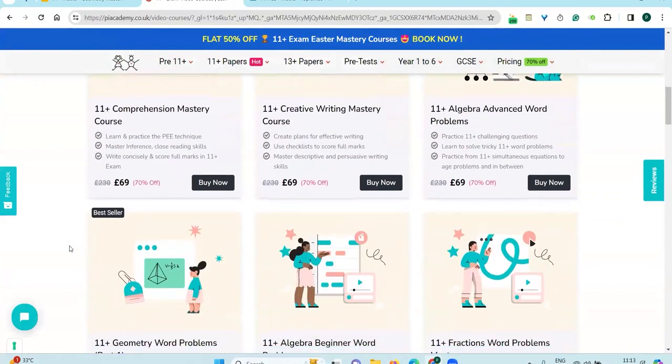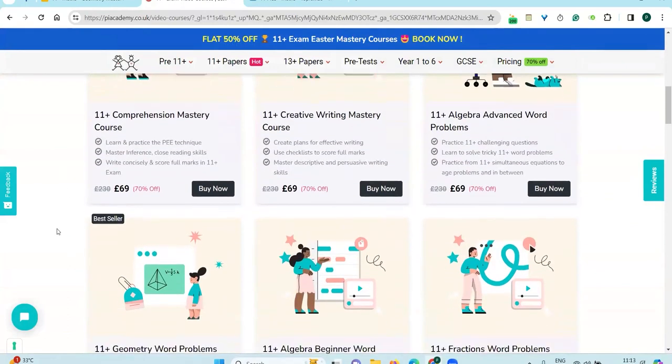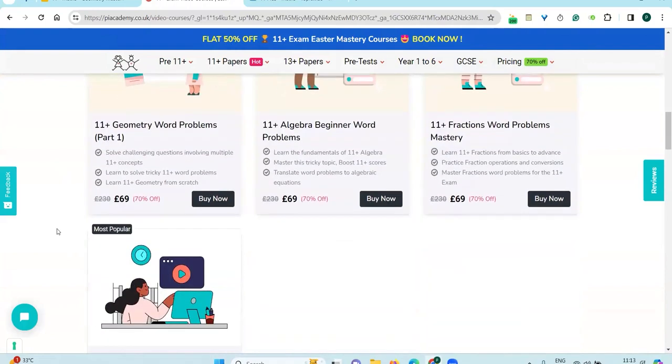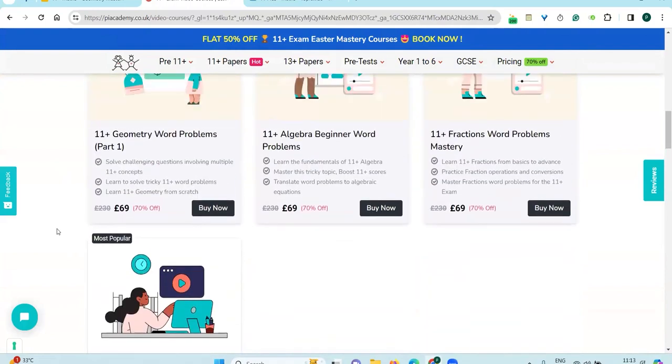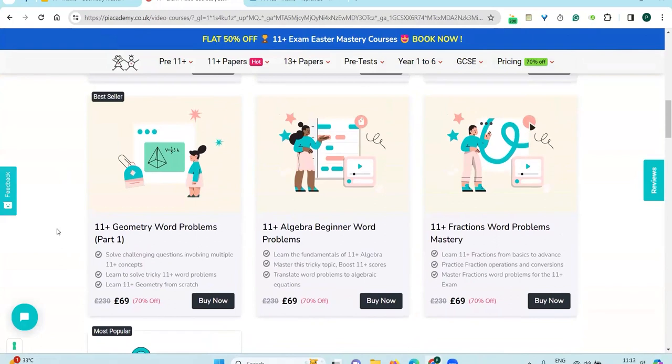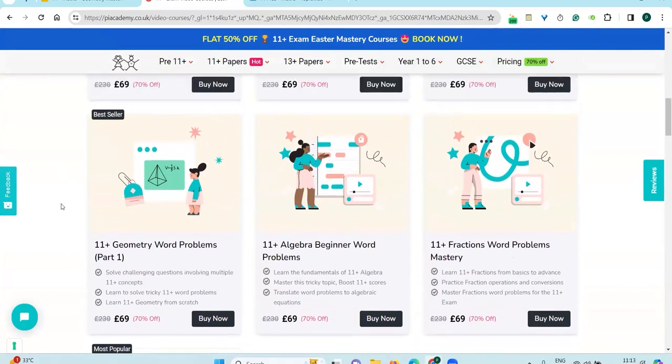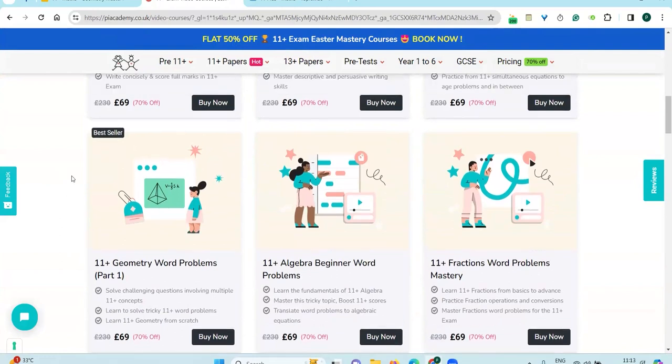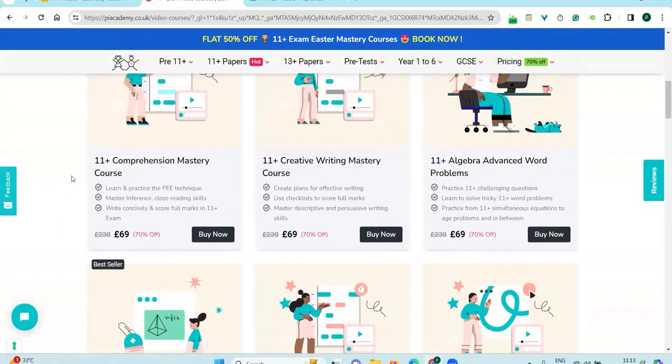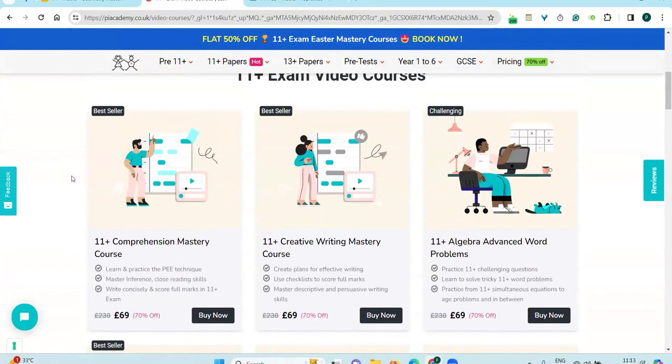And you can see the major subjects are being covered: comprehension, creative writing, algebra, geometry, fractions. So with the video courses, you would get all the knowledge that you need in a short capsule format with lots of homework and lots of practice questions. So start with the video courses. It would create the base, the foundation for your concepts.